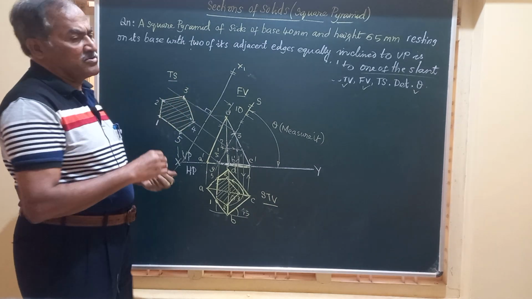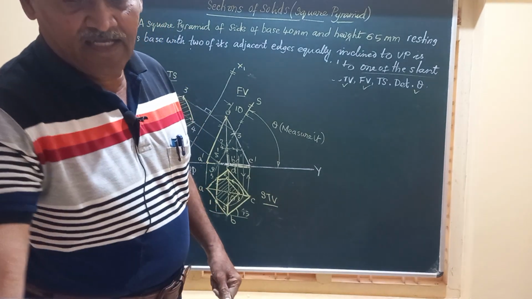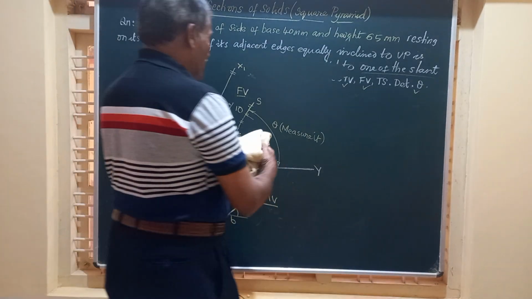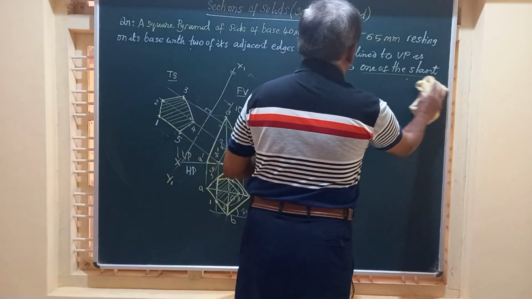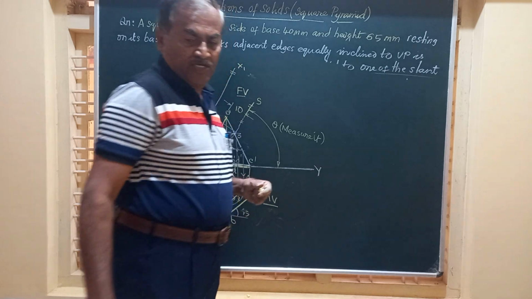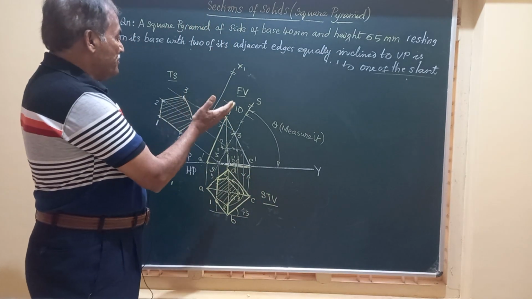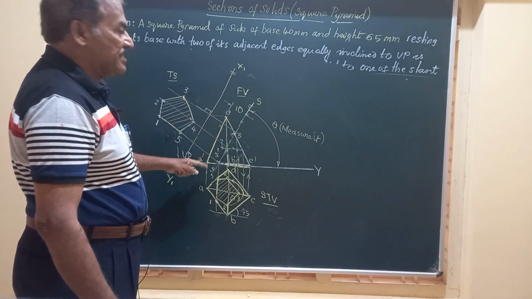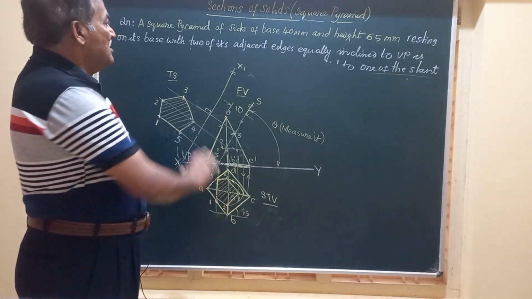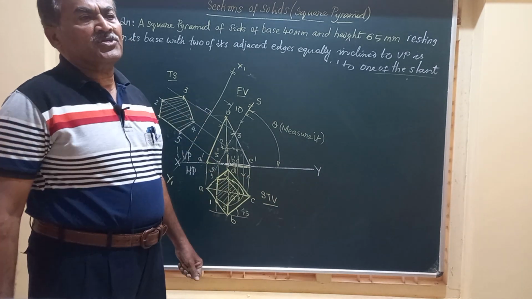So we have obtained the complete projections of the solid when it is cut by a section plane which is normal to VP and parallel to this slanted O dash A dash, and this will give you the complete solution.